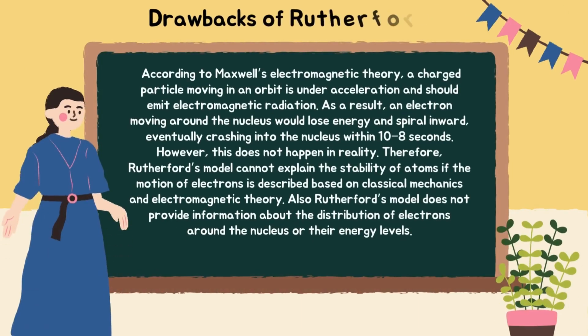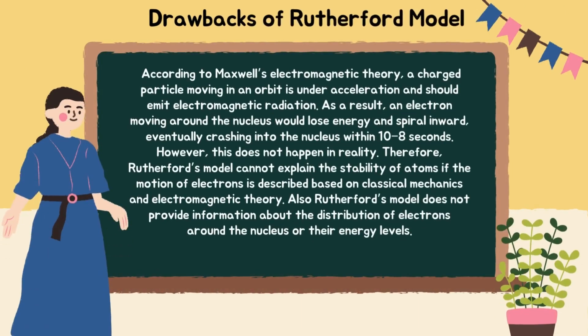Some drawbacks of Rutherford model. According to Maxwell's electromagnetic theory, a charged particle moving in an orbit is under acceleration and should emit electromagnetic radiation. As a result, an electron moving around the nucleus would lose energy and spiral inward, eventually crashing into the nucleus within 10^-8 seconds. However, this does not happen in reality.